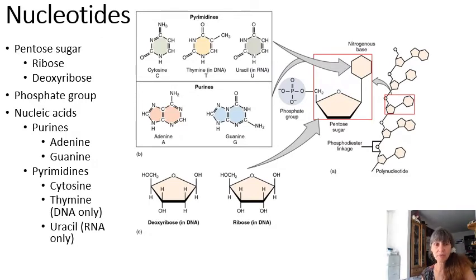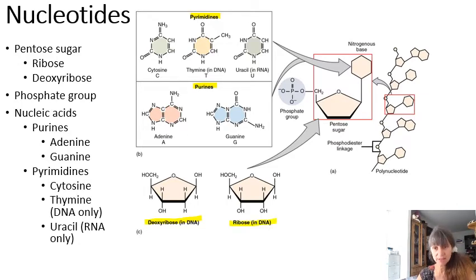Nucleotides are made up of a pentose sugar, a phosphate group, and a nitrogenous base. They're broken down into 2 groups, pyrimidines and purines. I don't care that you memorize which belongs in which group. That's neither here nor there. One thing to know is that the sugar in DNA is deoxyribose, whereas the sugar in RNA is ribose.